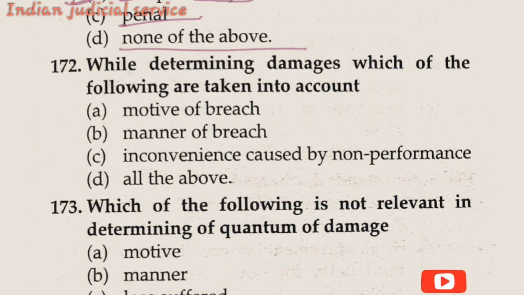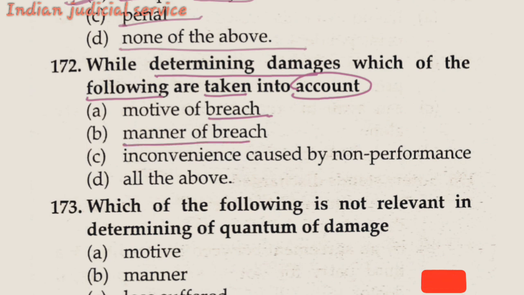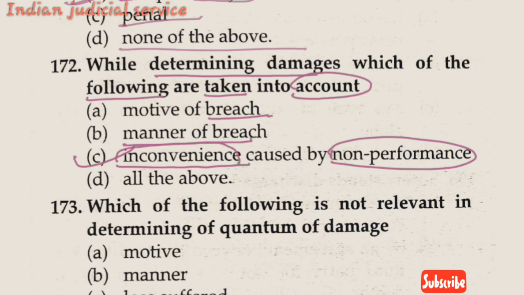Question number 172. While determining the damages, which of the following are taken into account? Option A, motive of breach. Option B, manner of breach. Option C, inconvenience caused by non-performance. And option D, all of the above. So the answer here is option C, inconvenience caused by non-performance. So the answer here is option C.